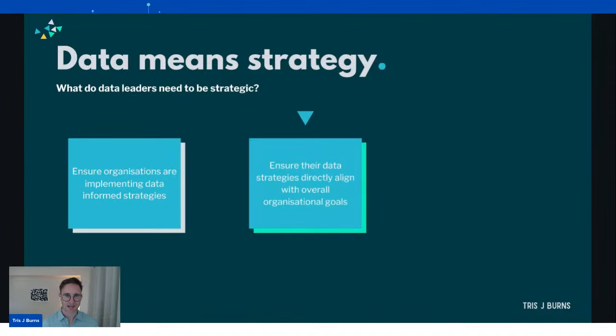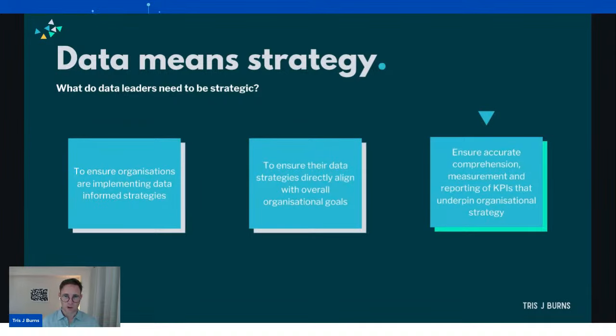Ensure that the data strategies directly align with overall organizational goals. So once the organization has set its goals, whatever we want to do within data needs to reflect that. If the organization says this is important, we're going after this, then everything we do in data needs to help us get there, needs to drive towards those organizational strategic outcomes. And we need to also ensure accurate comprehension, measurement, and reporting of KPIs that underpin the organizational strategy. So this is that loop that I was showing you earlier. Once the strategy is set, we need to ensure that everybody understands the KPIs that are letting the organization know its progress towards those outcomes, and report them effectively, timely and accurately.